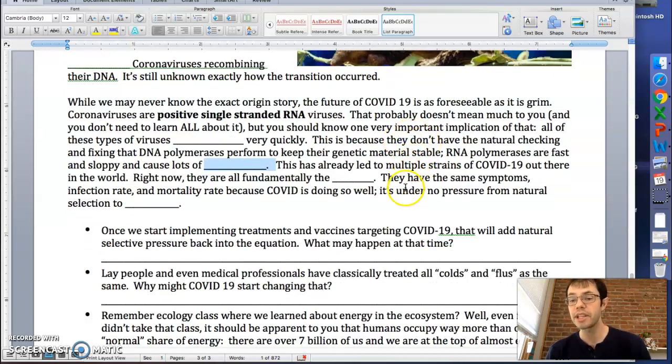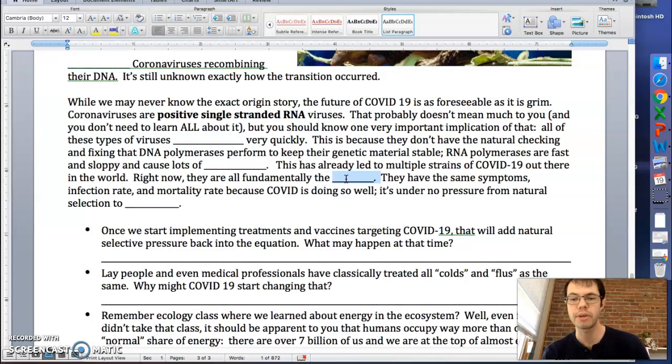Now, this has actually already led to multiple strains of COVID-19 being out there in the world. Right now, they're all fundamentally the same, though. A lot of people get caught up in the different strains. The only thing that's really useful for is knowing where exactly it came from and tracking it. All those people that think that it came from China, actually, they found that it came from Europe, because it's most similar to the strains that are there. So, the ones that we have on the East Coast, that is.